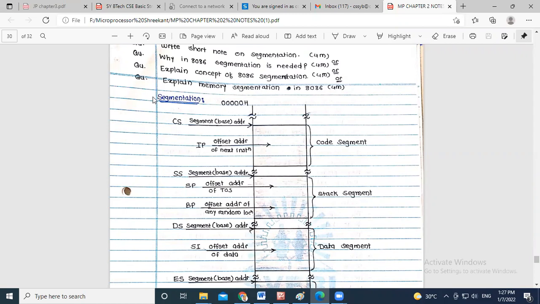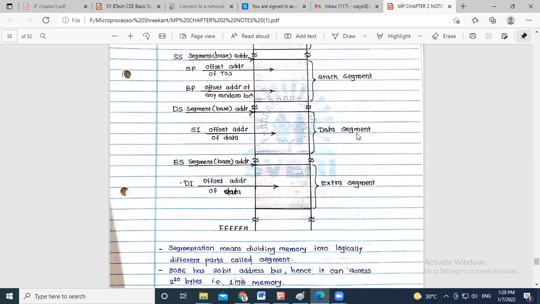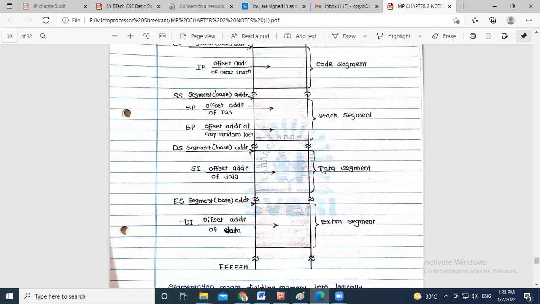See here, I have to show you one complete memory. In that memory, I have to make breaks into different sub parts. So this is the one entire 8086 memory. Here I have to break it into sub parts. The first part I call the code segment. The second part I call the stack segment. The third part I call the data segment, and the extra segment. So ES, DS, SS, CS.